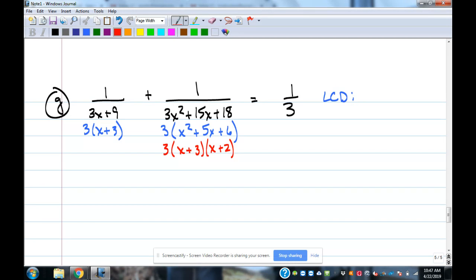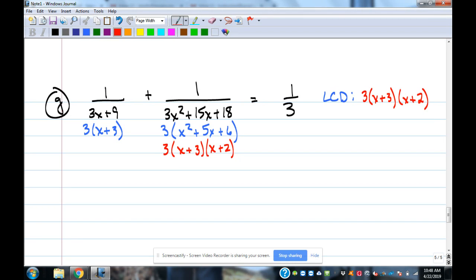Now, the least common denominator, what do they all share? A 3. And then what factor is shared between 2 of them? x plus 3. And then what's the lonely guy, the x plus 2? It's got to be part of it too, because it was there. So that's our common denominator. It happens to be what the second fraction factored as. That doesn't always happen that way, but it does on this one. That helps us a little bit.